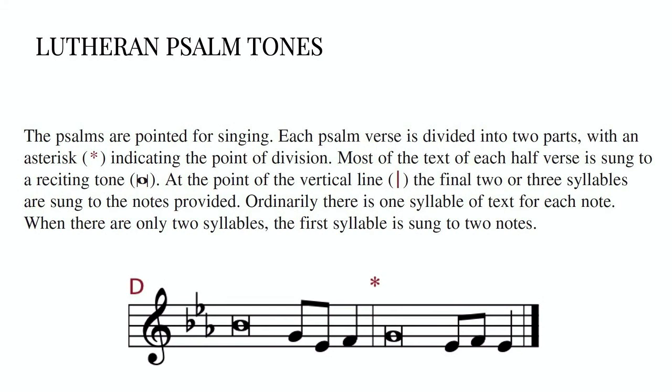The psalms are pointed for singing. Each psalm verse is divided into two parts with an asterisk, indicating the point of division. Most of the text of each half verse is sung to a reciting tone, right? These are the reciting tones. At the point of the vertical line, the final 2 or 3 syllables are sung to the notes provided. You can see there. Much easier notation, more elementary.